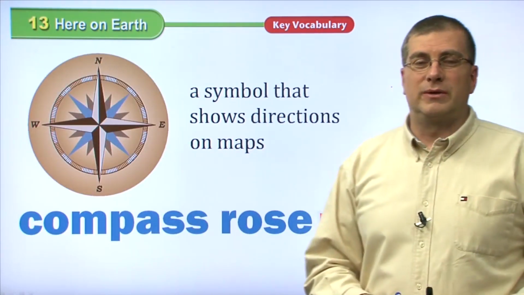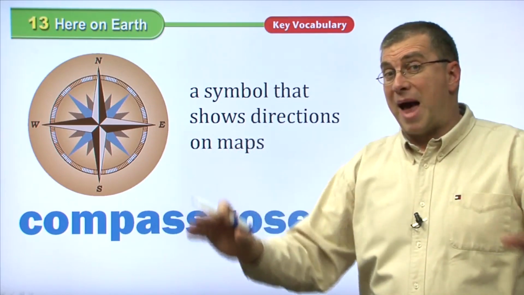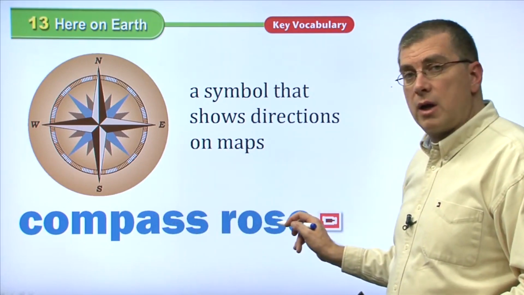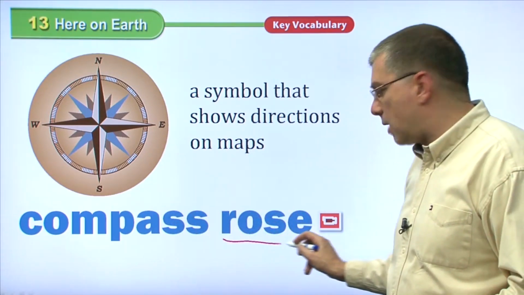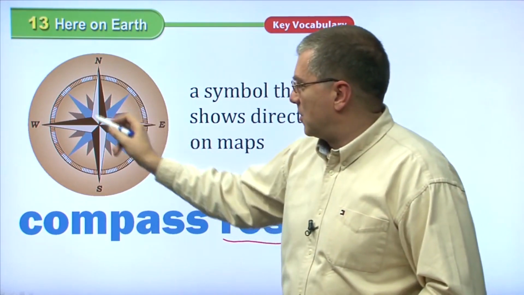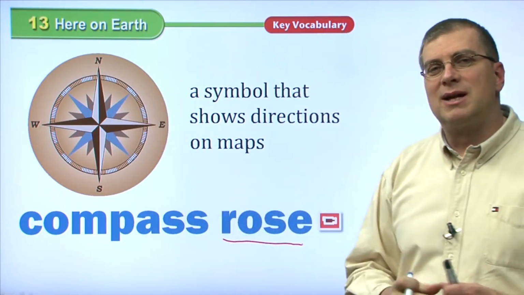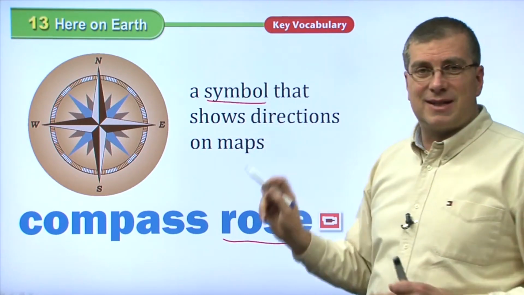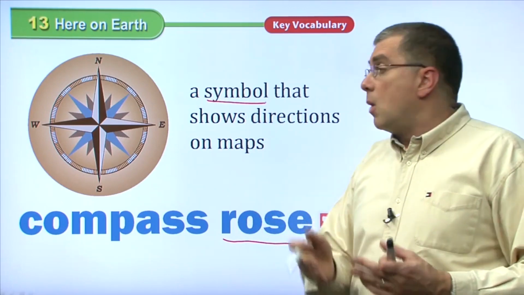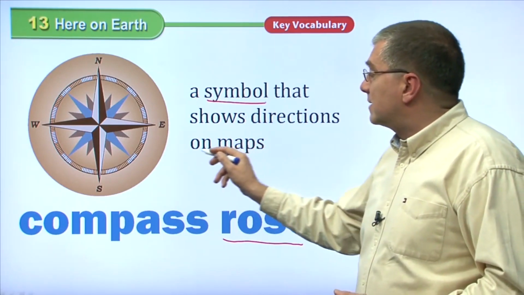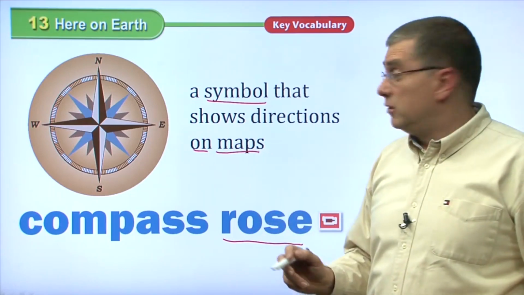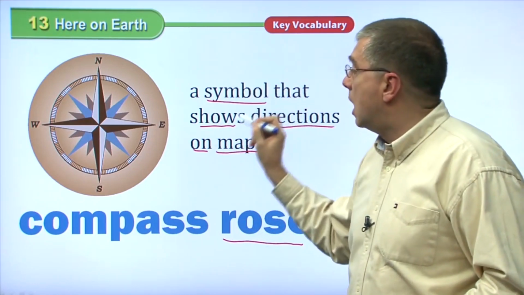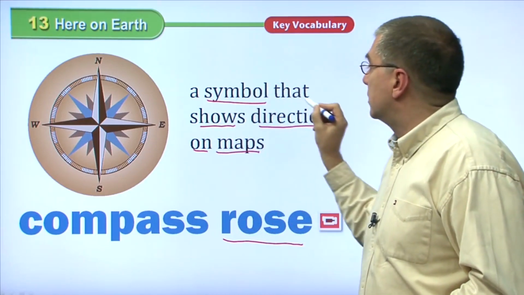Now, when we talk about the Earth, especially when we look at a map, it's very important to notice the compass rose on a map. The compass rose. It's not a flower, okay? It kind of looks like a rose, so people say it's a compass rose. A compass rose is a symbol. It's not real. Where do we find this symbol? We find it on maps. What does it do? It shows directions.